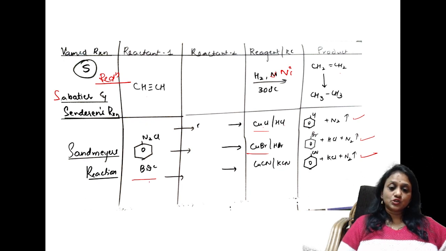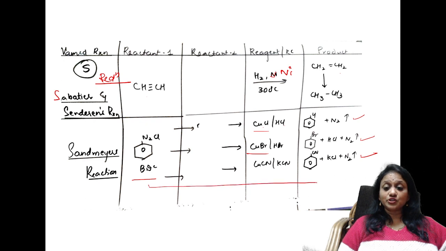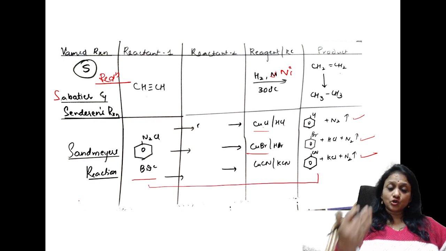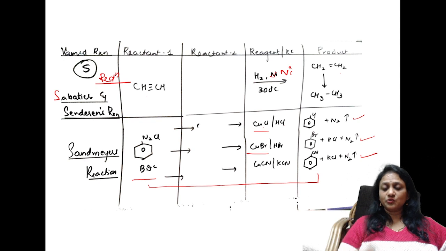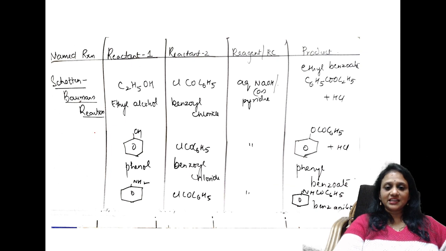Correct, my students? So remember, Sandmeyer's is a conversion of BDC to chloro, bromo, cyano with the evolution of nitrogen gas. That is what is important. Correct, my students? So careful, don't get confused between diazotization reaction and Sandmeyer's reaction, students. In the previous video, I've explained how aniline is converted to BDC, and now BDC is getting converted to aryl halides. Got it?